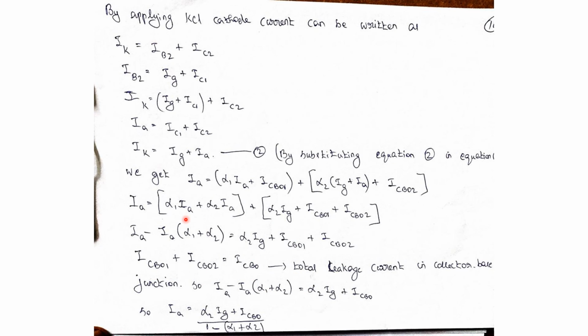IA is common in these two terms, so we take it outside. IA, open the bracket, 1 minus alpha 1 plus alpha 2 is equal to alpha 2 IG plus ICBO1 plus ICBO2. By simplifying this, we get the answer. Anode current is equal to alpha 2 IG plus ICBO divided by 1 minus, within the bracket, alpha 1 plus alpha 2. That's it.